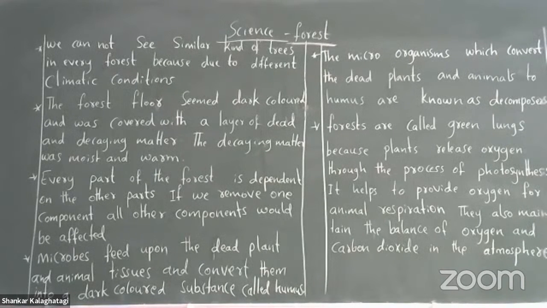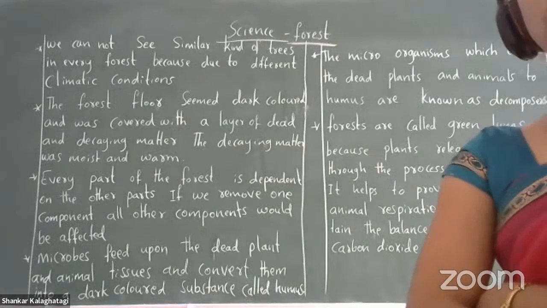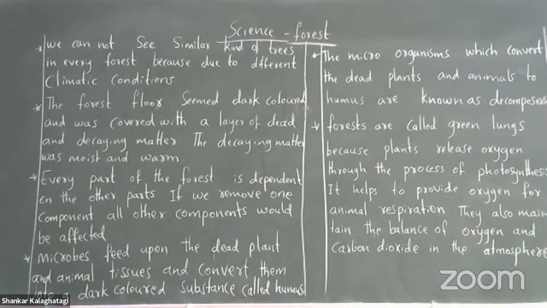The microorganisms which convert the dead plants and animals to humus are known as decomposers, and forests are called green lungs because they release oxygen, which helps animals' respiration and also maintains the balance of oxygen and carbon dioxide in the atmosphere. So they are called green lungs.